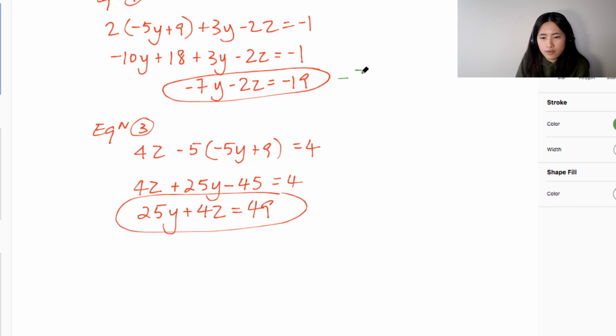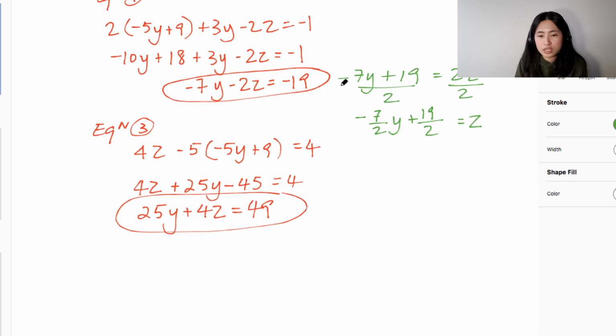So we know that this is negative 7y. And then you move the 19 to the opposite side of the equation, you get 19, and this is equal to 2z. So z is now going to be positive. Dividing both sides by 2, you're going to get negative 7 over 2y, and this is now going to be positive 19 over 2, and that's basically equal to z. So now that you know this is z, you're going to plug that in here.